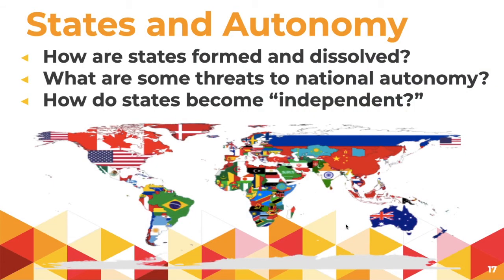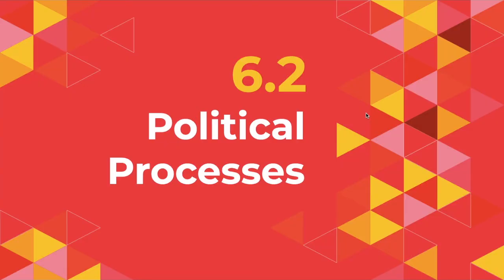So the question becomes, how are states formed? How are they dissolved? Why do they change over time? Why do some states or regions have more autonomy than others? How do states become independent? How do they gain their sovereignty or lose it? That's what section 6.2 really gets us into, and this is titled Political Processes.